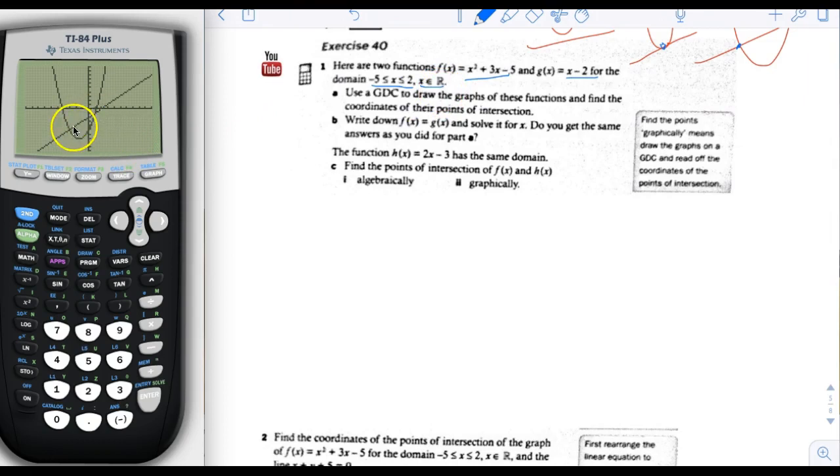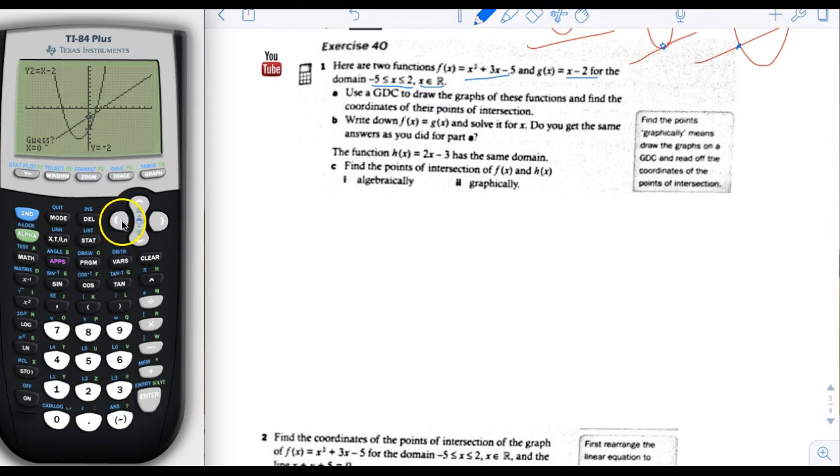Remember how I said that when we do second calc intersect, it always asks you for a guess. When the lines only intersect in one place, the guess is anything. In this case, we have two intersection points, so we need to be careful about what our guess is in order to get the point that we want. First we do intersect, and it asks: is the first curve the parabola? Yes, it is. Is the second curve the line? Yes, it is. What is your guess?